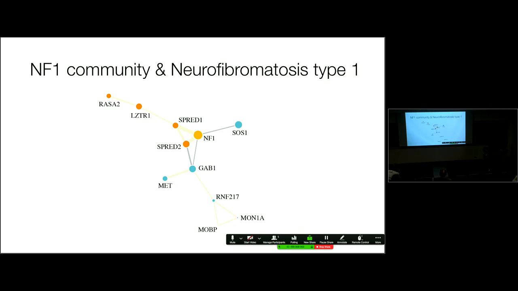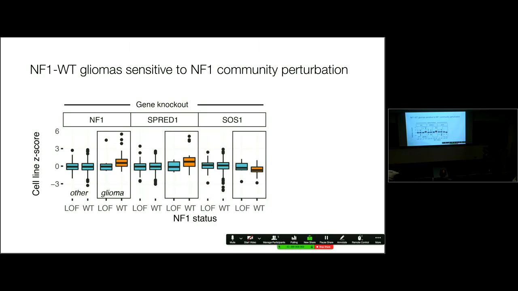What do these modules look like? Here's the NF1 gene community. This is the Mendelian disease gene associated with neurofibromatosis type 1. Here's NF1, and here are all the other genes in this little module. SPRED1 and SPRED2 are known RAS signaling genes. So this pathway seems to broadly make sense given the biology of this gene. Let's zoom into this in more detail.